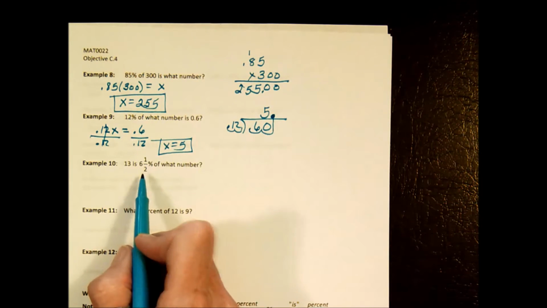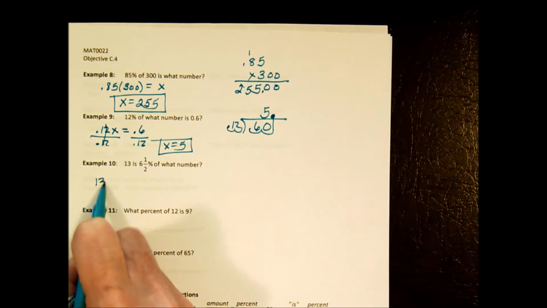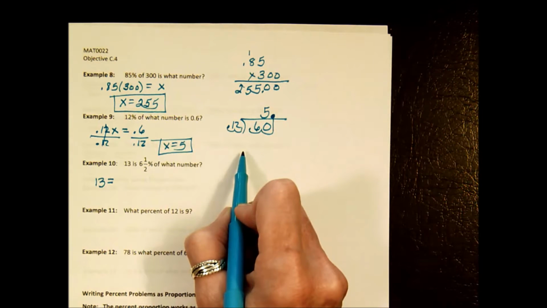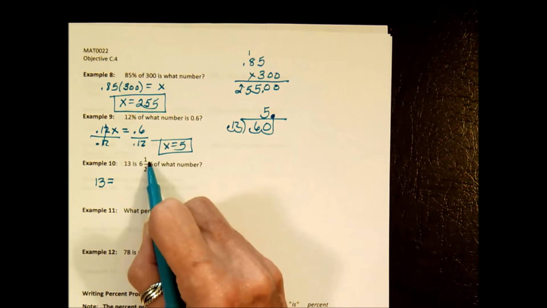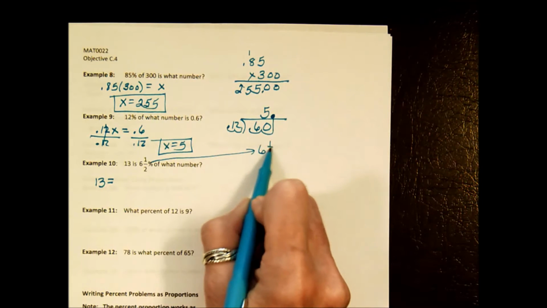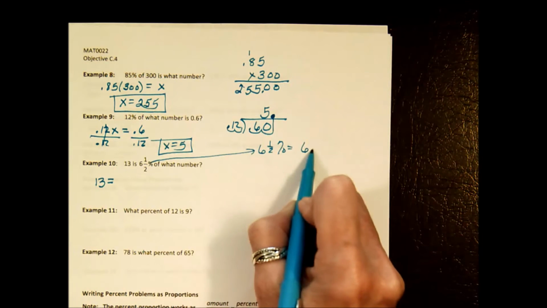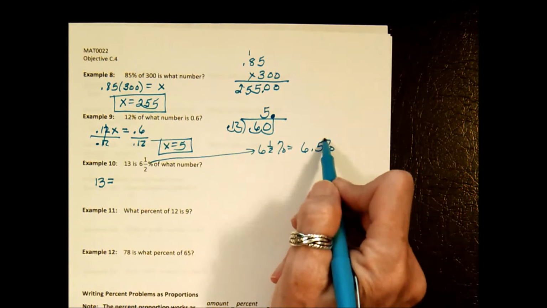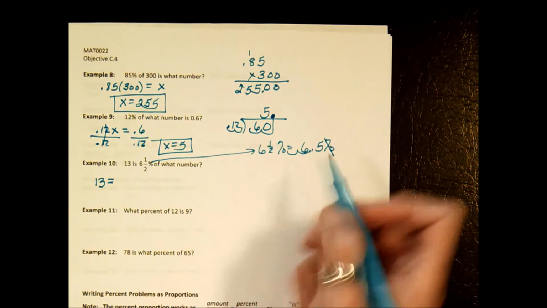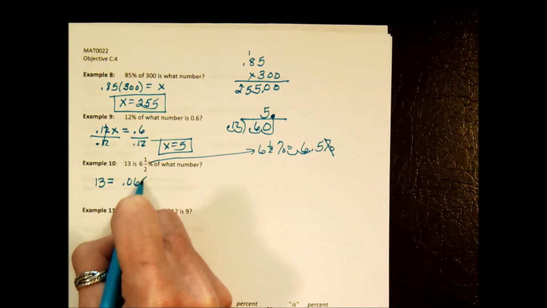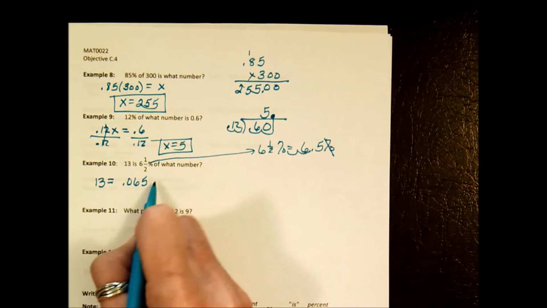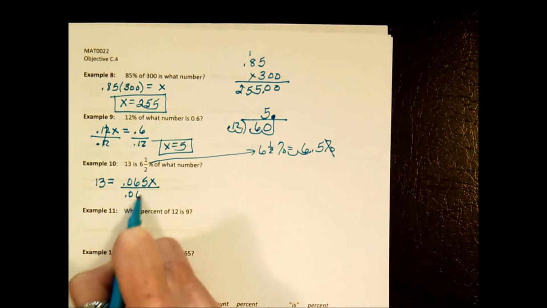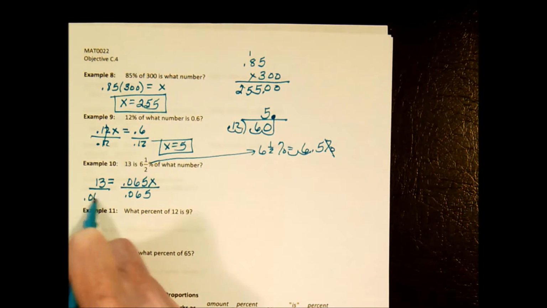This one is tricky. 13 is 6.5%. How am I going to change that to a decimal? I'm going to take that 6.5% and I'm going to write it like this. Isn't that also 6.5%? Now to change it to a decimal, we move the decimal point two places. So it's 0.065 of what number? Times x. To solve, you divide by the coefficient of the x.